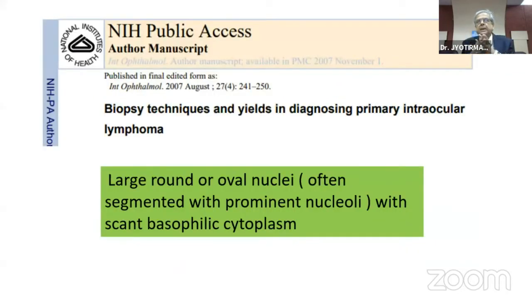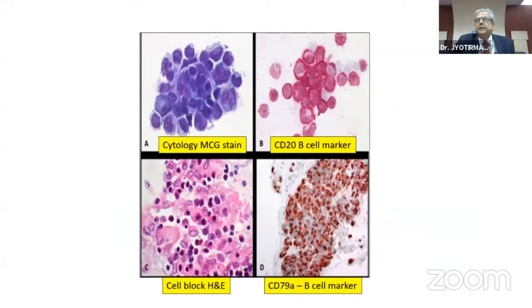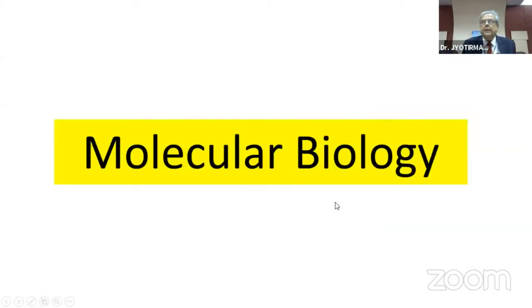And what we see, the pathologist sees round or oval nuclei, often segmented, with prominent nucleoli and scant basophilic cytoplasm. This shows lymphoma cells with pleomorphic large lymphocytes with large nuclei. And you can see the cell block preparations showing the necrotic background and lymphoma cells, which can be stained with the CD20 B cell marker or CD79A B cell marker.